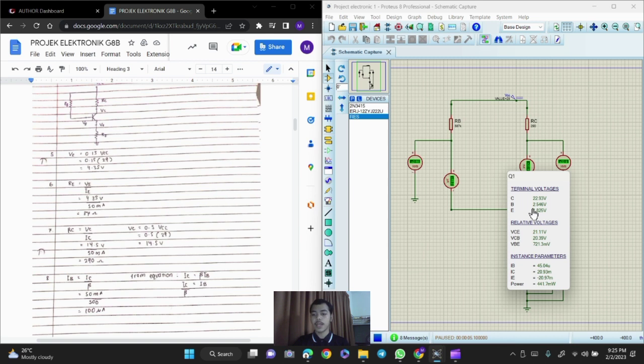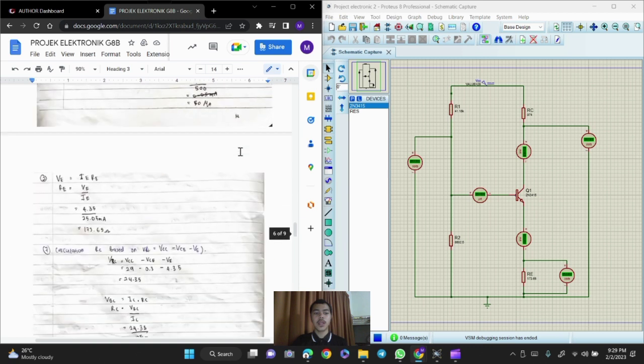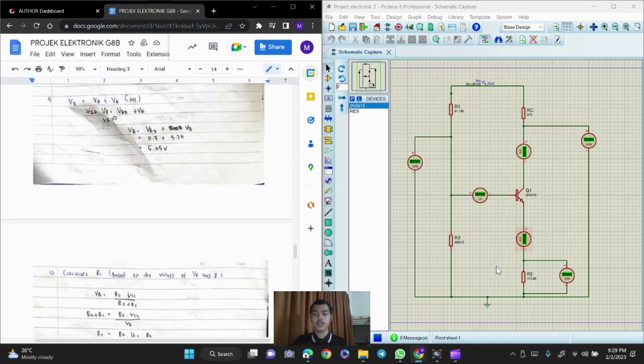From these values, we can see the IB, IC and IE are slightly different from the calculation, which is IB is 45.04 microampere, for IC 20.93 milliampere, and finally for IE is negative 20.97 milliampere. Okay, for the second calculation, we transfer all the values that we have calculated into the circuit to find the value of IB, IE and IC.